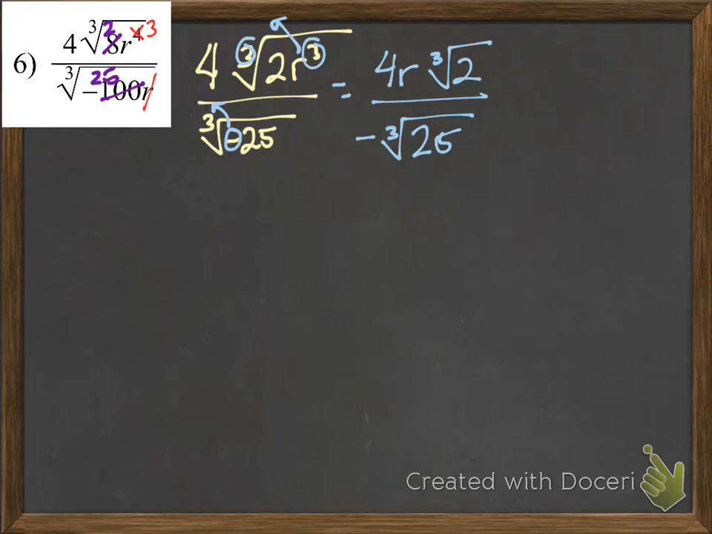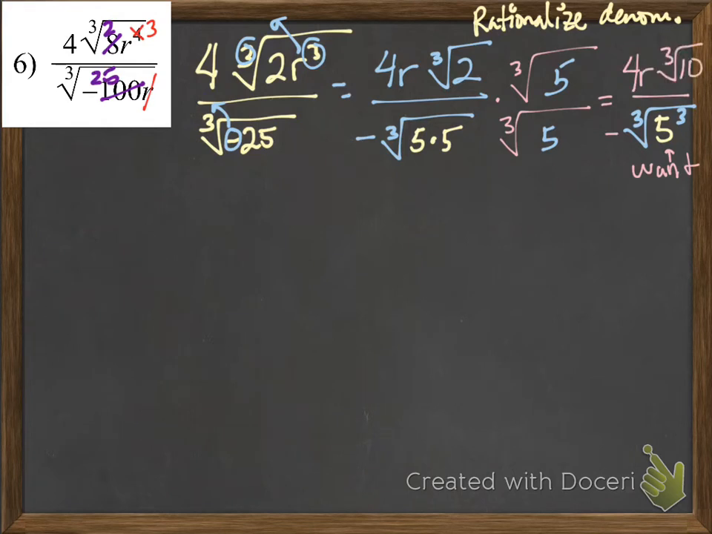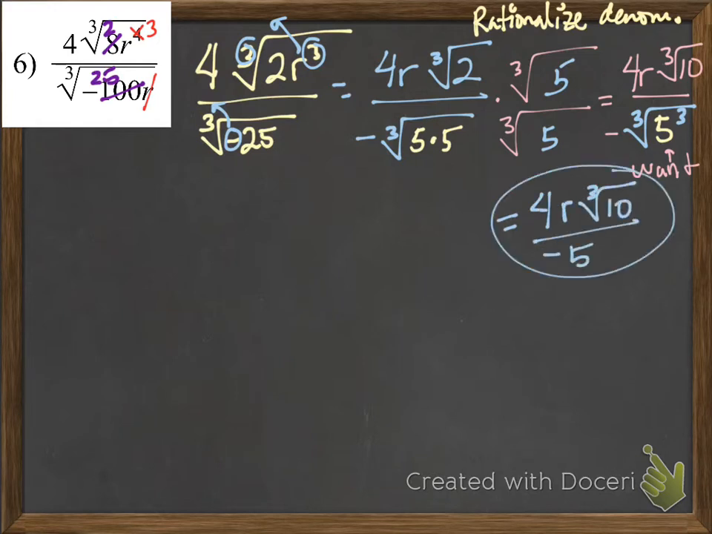Now I am going to think of the 25 as a 5 times 5, and I got to rationalize the denominator. So what I want is a perfect cube on the bottom. So I need another 5. So if I do cube root of 5 times 5 times this cube root of 5, that gives me what I need. Filling in the rest, 2 times 5 is 10, and then rewrite the simplified version. There we go.